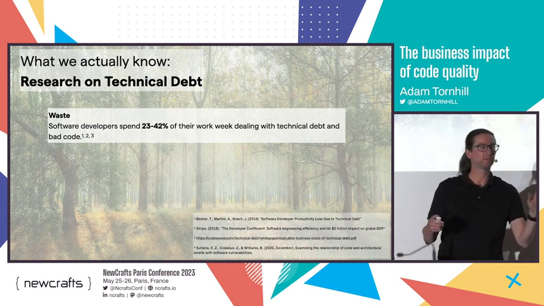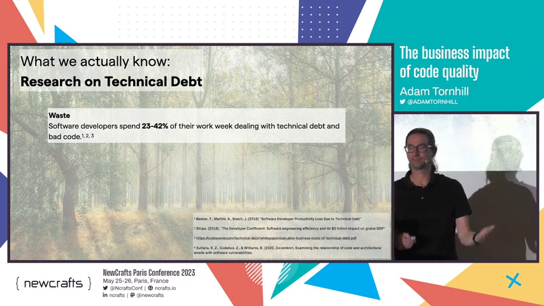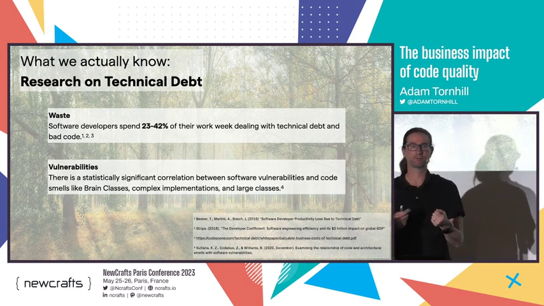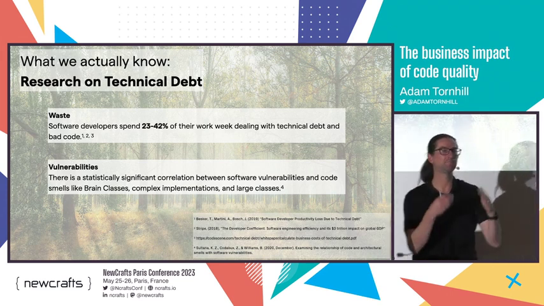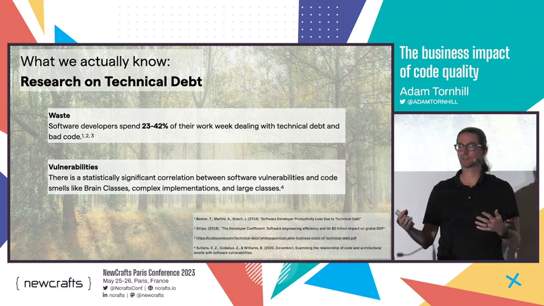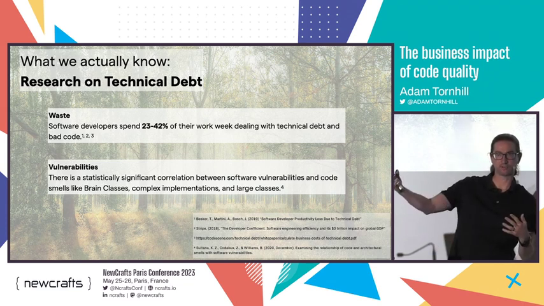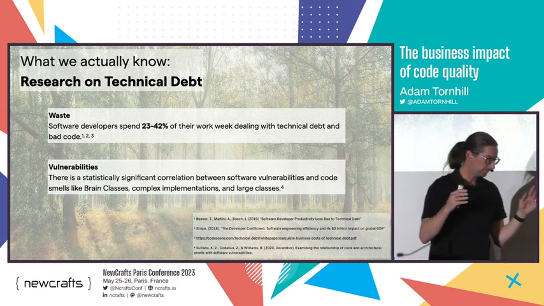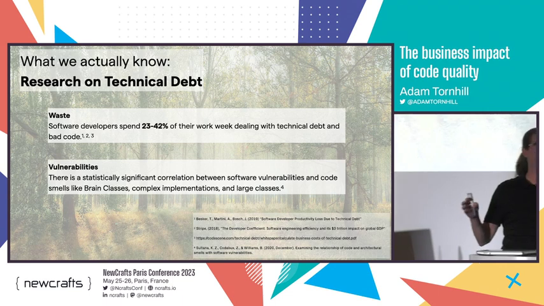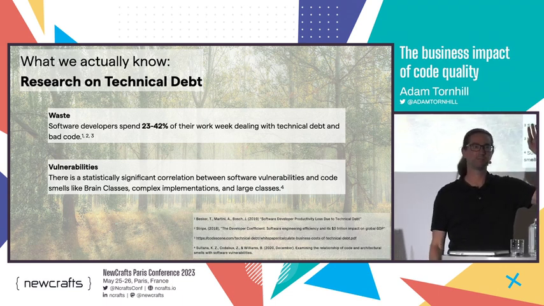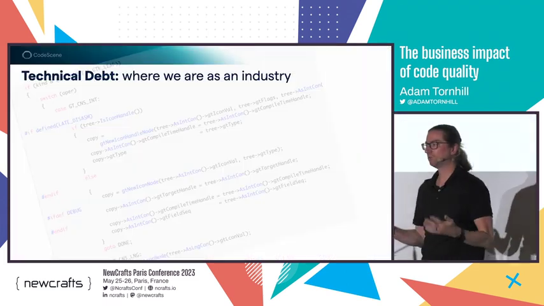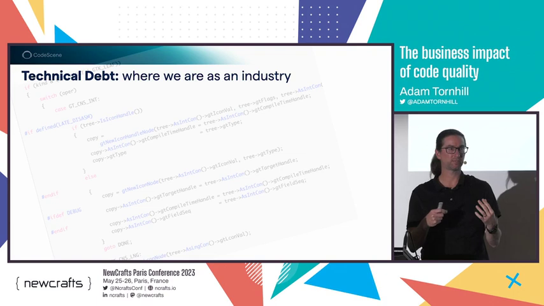But it doesn't stop there, because technical debt goes way beyond financial waste. If you look at recent research on security, you will see that there's a very strong correlation between security vulnerabilities and some major code smells, like brain classes, complex implementations, and large classes, stuff that we're going to talk about in just a couple of minutes. So if we have a common problem in the industry, technical debt, that we know is causing a massive financial waste and is impacting our security, then you would expect technical debt to be really, really, really high on any decision maker's agenda. Is that what's happening?